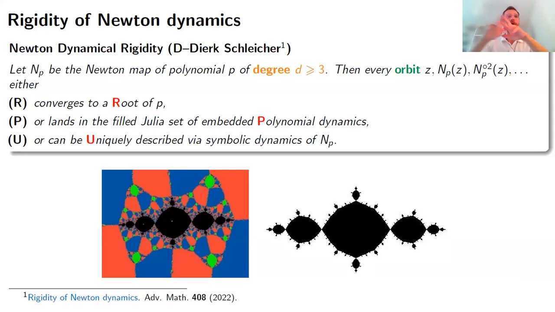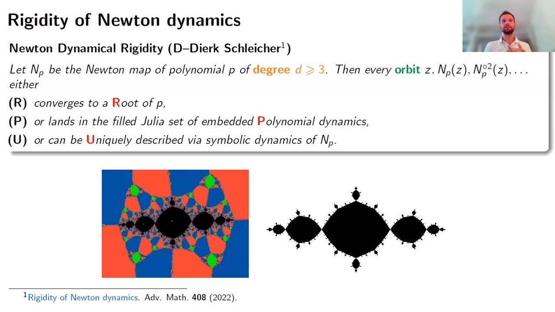which was just recently published a year ago, which says that more or less, this is the only problem that can occur. And the power of the theorem is that I do not restrict to cubic polynomials. I take any polynomial, and I can say that the orbits of the Newton map either converge to a root as they should, or there is a Julia set of a polynomial embedded, and that is the problem. Everything else, I can actually uniquely describe by some symbolic dynamics.